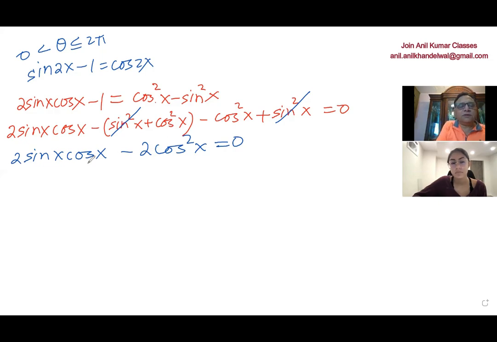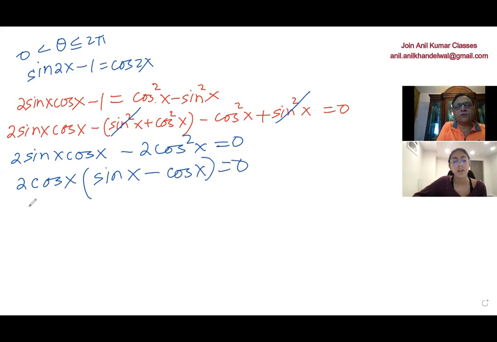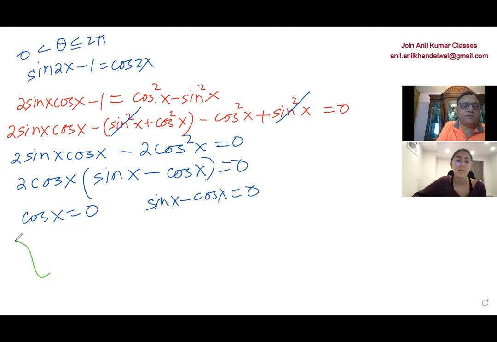Now cos x is common, right? So you can take 2 cos x common, and you get sin x minus cos x equals 0. That gives you 2 sets: cos x equals 0, and sin x minus cos x equals 0. For cos x equals 0, the wave is like this, and we know it is 0 at these 2 points. Those answers are x equals pi by 2 and 3 pi by 2, correct? So here are those 2 answers.